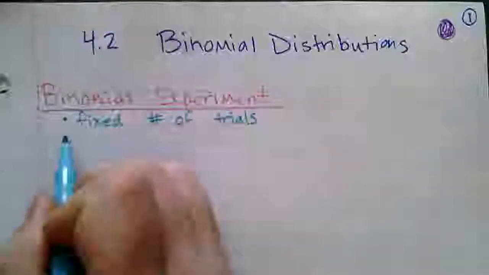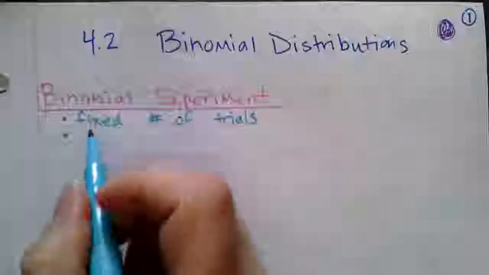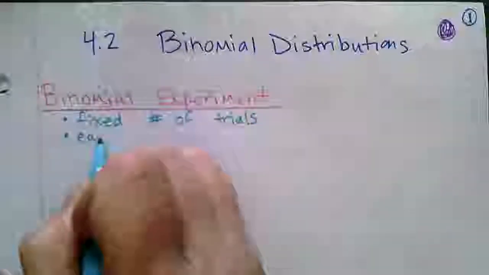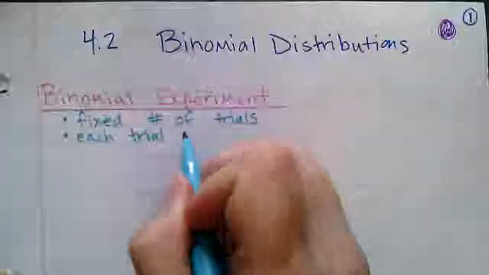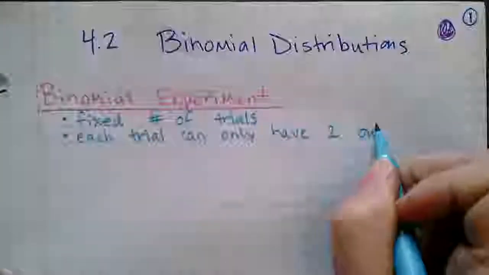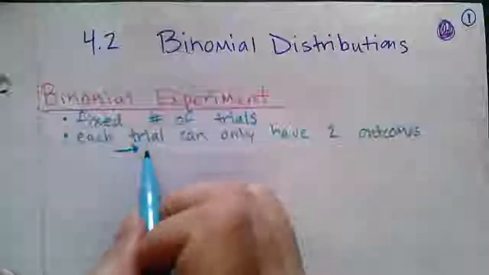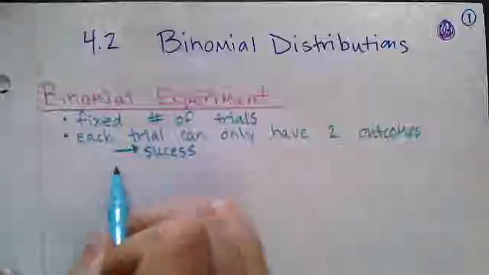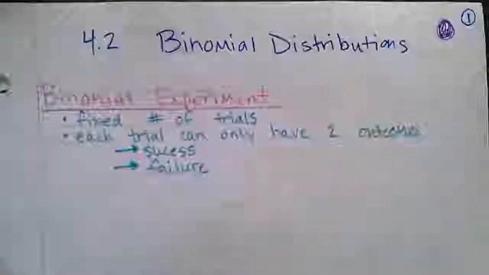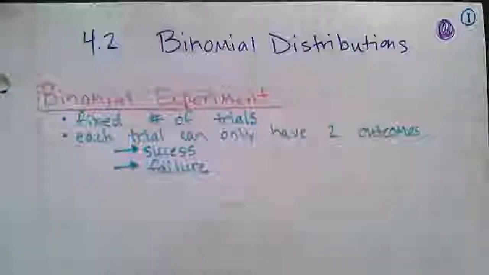So I have to be running this experiment 75 times or 83 times, but I can't just have an unlimited number of trials, and it's got to be fixed. Each trial can only have 2 outcomes. So generally, the way that we take care of that is to consider each trial either a success or a failure. So I either got a 3 or I didn't get a 3, or I drew the Queen of Hearts or I didn't draw the Queen of Hearts.